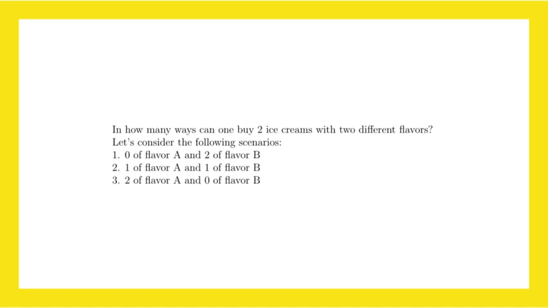In how many ways can one buy two ice creams of two different flavors? Let us consider the following scenarios. 0 ice cream of flavor A and 2 ice creams of flavor B, 1 ice cream of flavor A and 1 ice cream of flavor B, 2 ice creams of flavor A and 0 ice creams of flavor B. So we have three possible ways of buying two ice creams with two different flavors.